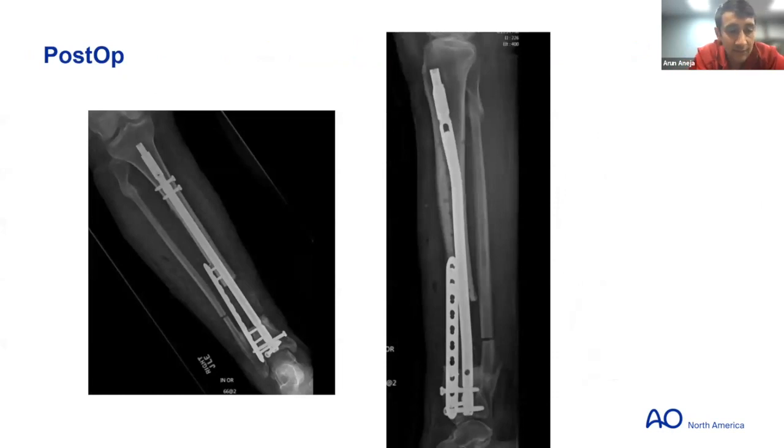So these are post-ops, obviously not great. In the sagittal plane, you can see I've got a little bit of an apex anterior, but I decide to go ahead and take that. Leah, Dr. Serkin, any comments? Anything you would do differently? What do you think?